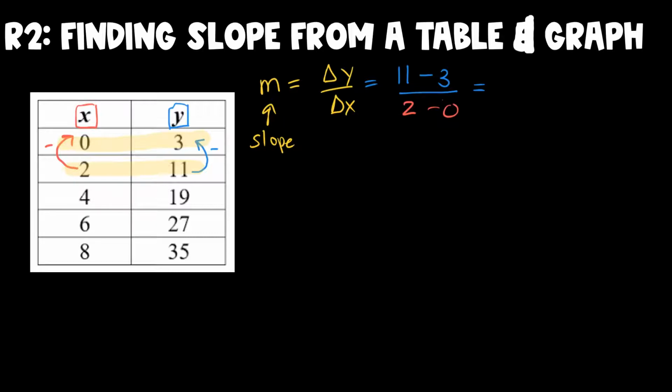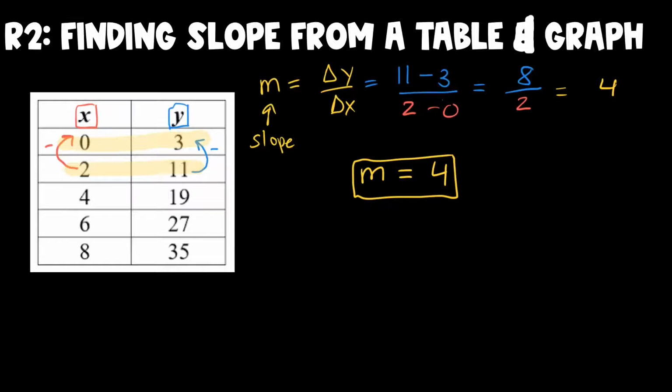Once we have our values, now we're going to evaluate what it equals. On the top part, we have 11 minus 3. 11 minus 3 is 8. Then on the bottom, we have 2 minus 0. 2 minus 0 is 2. Then always ask yourself, can I simplify this fraction? 8 divided by 2 would just be 4. So in this case, my slope would be equal to 4. And that's my answer.